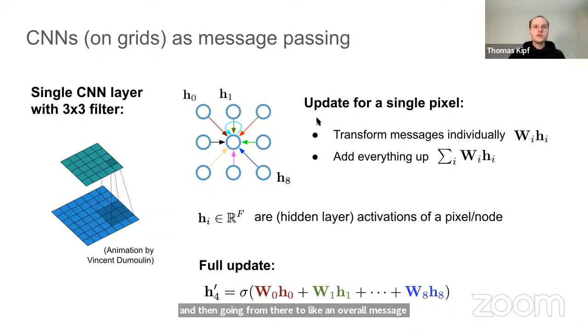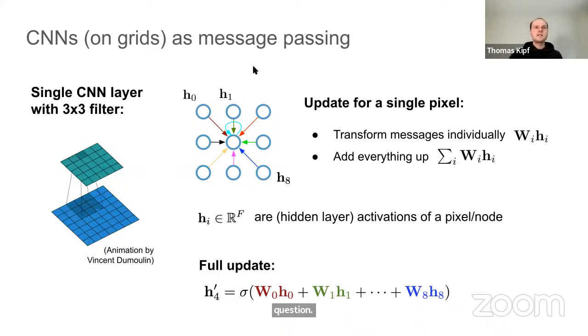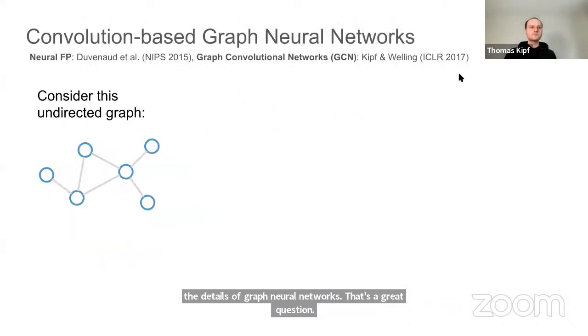I see there are more questions. Yeah, there's a question if I could give a practical example and explain the details of a graph neural network. That's a great question, and that's what's going to come in the next slide.